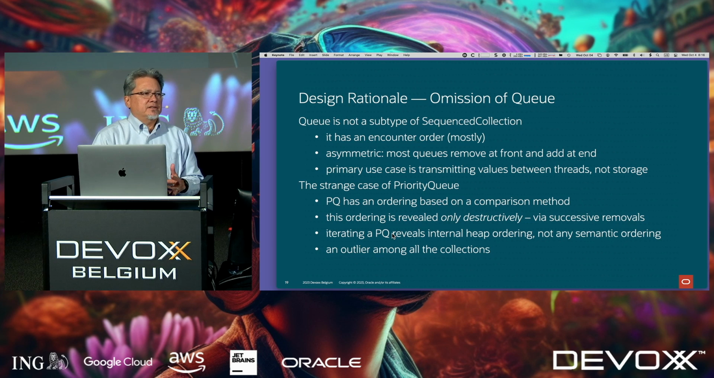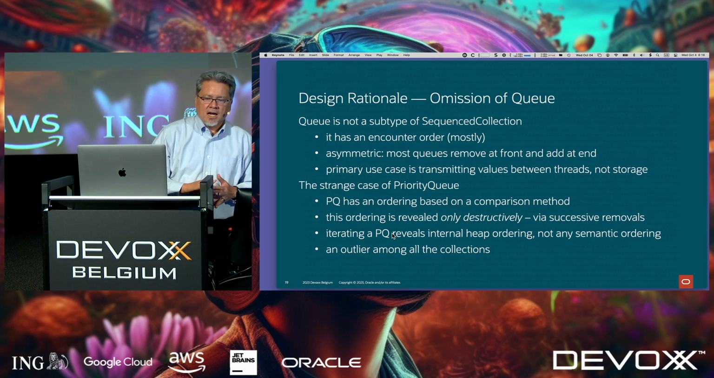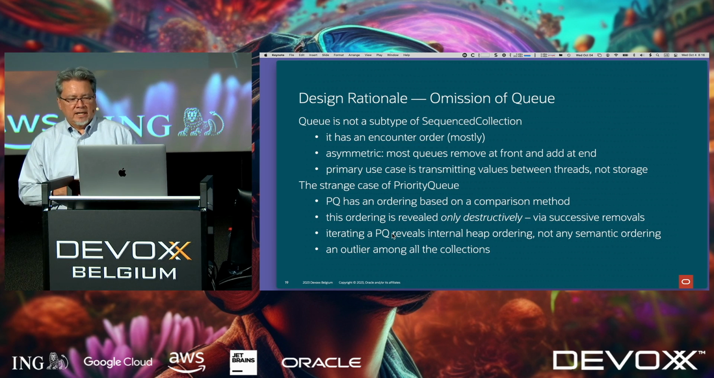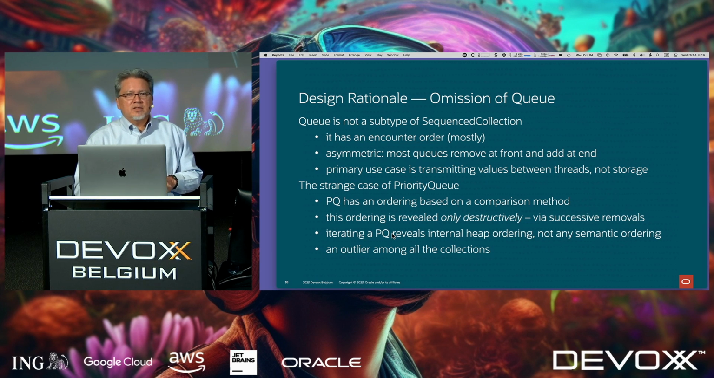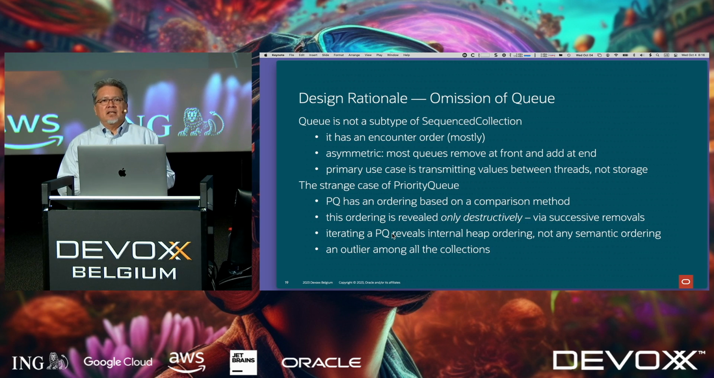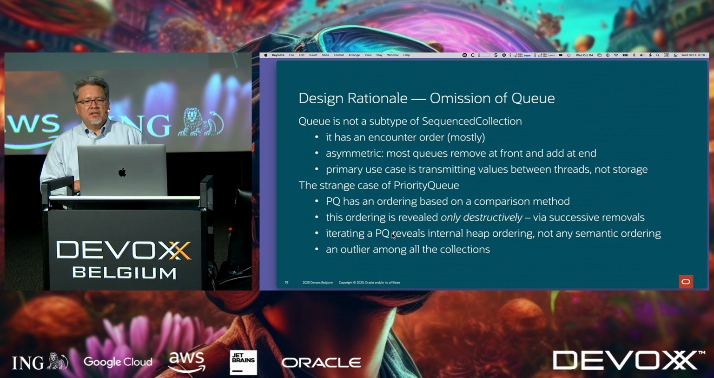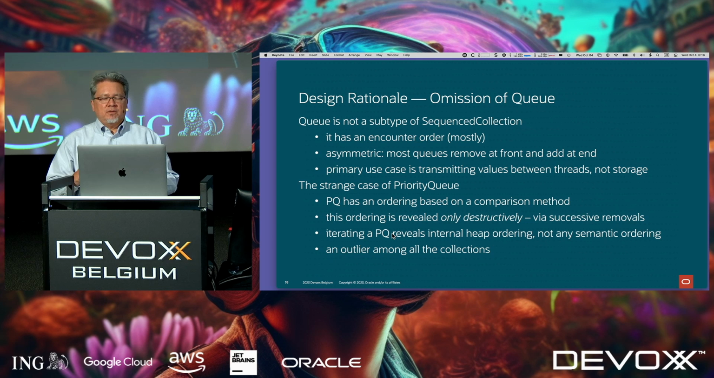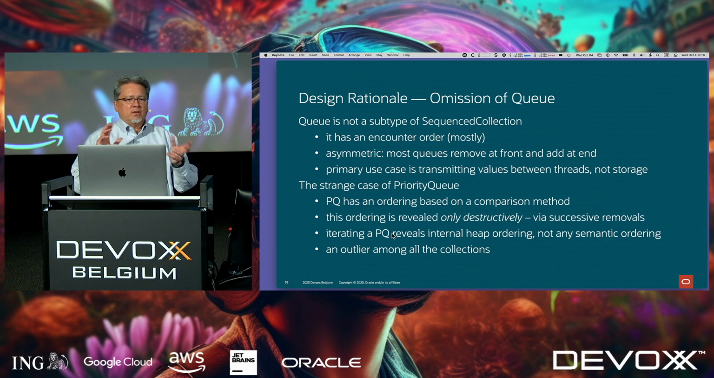So I glossed over this, but if you remember the collections diagram, the class diagram from earlier, Q is a collection interface, and it is not included as part of sequence collection. Why is that? Q is ordered, right? I mean, usually you put things in at the end and take them out from the, well, you add things to the tail and pull things out of the head, and it maintains an order. Well, mostly. The first problem is that it's asymmetric. Most queues cannot add at the head or remove from the tail. And if you can, then it's a deck, and deck is included. But queues are kind of one way.